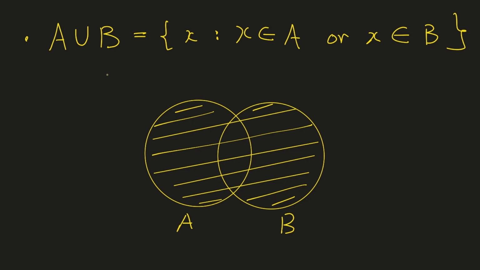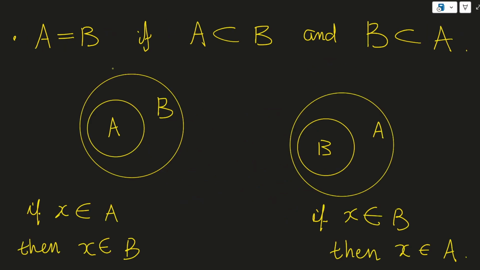So on a Venn diagram, it's this overlapping region. Next up, we have union. The union of A and B is the collection of all elements X such that X is in A or X is in B. Bear in mind, in mathematics, the word "or" means at least one of these statements is true. And lastly, we have the definition for equality between sets. A equals B means A is contained in B and B is contained in A. And here we have the visualizations for containment. A is contained in B means if an element X is in A, then it must also be in B.